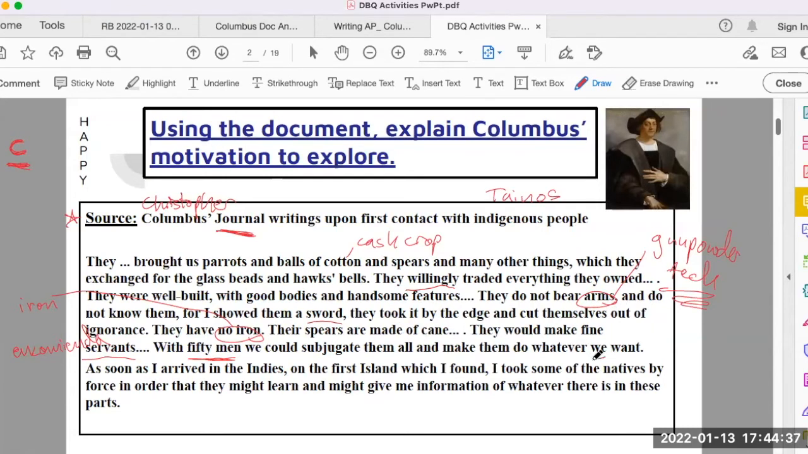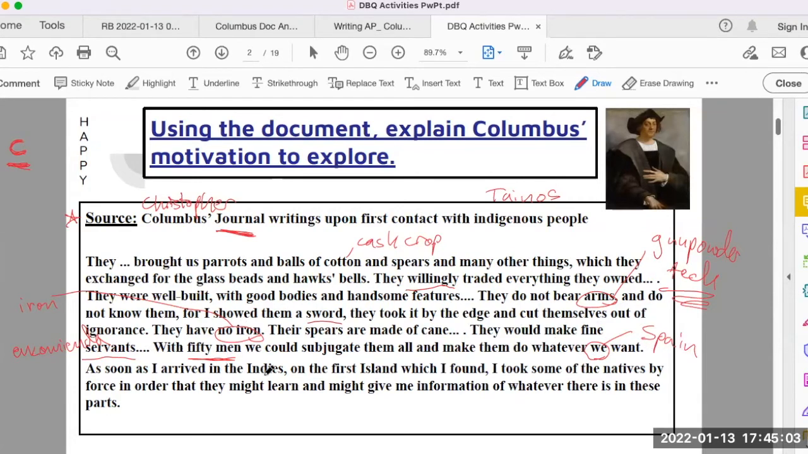Who is we? Okay, well, we know that Christopher Columbus was sent by the Spanish monarchs to find a route to the spice trade. So he's talking about conquering the Native Americans with a very small army, hardly even an army, and enslaving them for their labor for Spain.